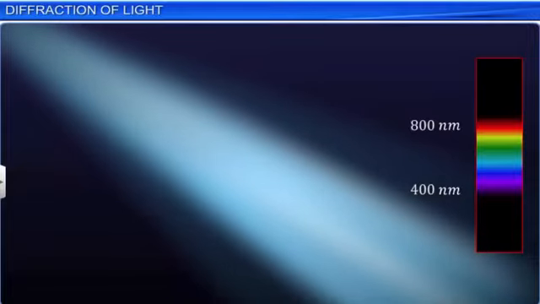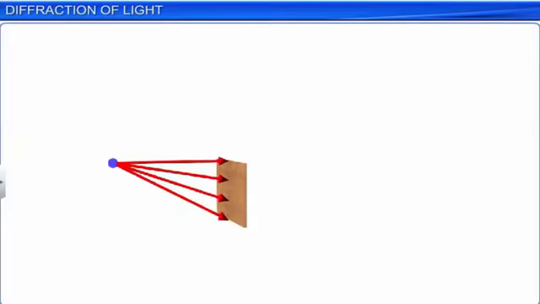This condition is also applicable to light waves. The wavelength of visible light is in the range of 400 to 800 nanometers. Since the wavelength of visible light is much smaller than the dimensions of most of the obstacles it encounters, we usually do not observe any diffraction.